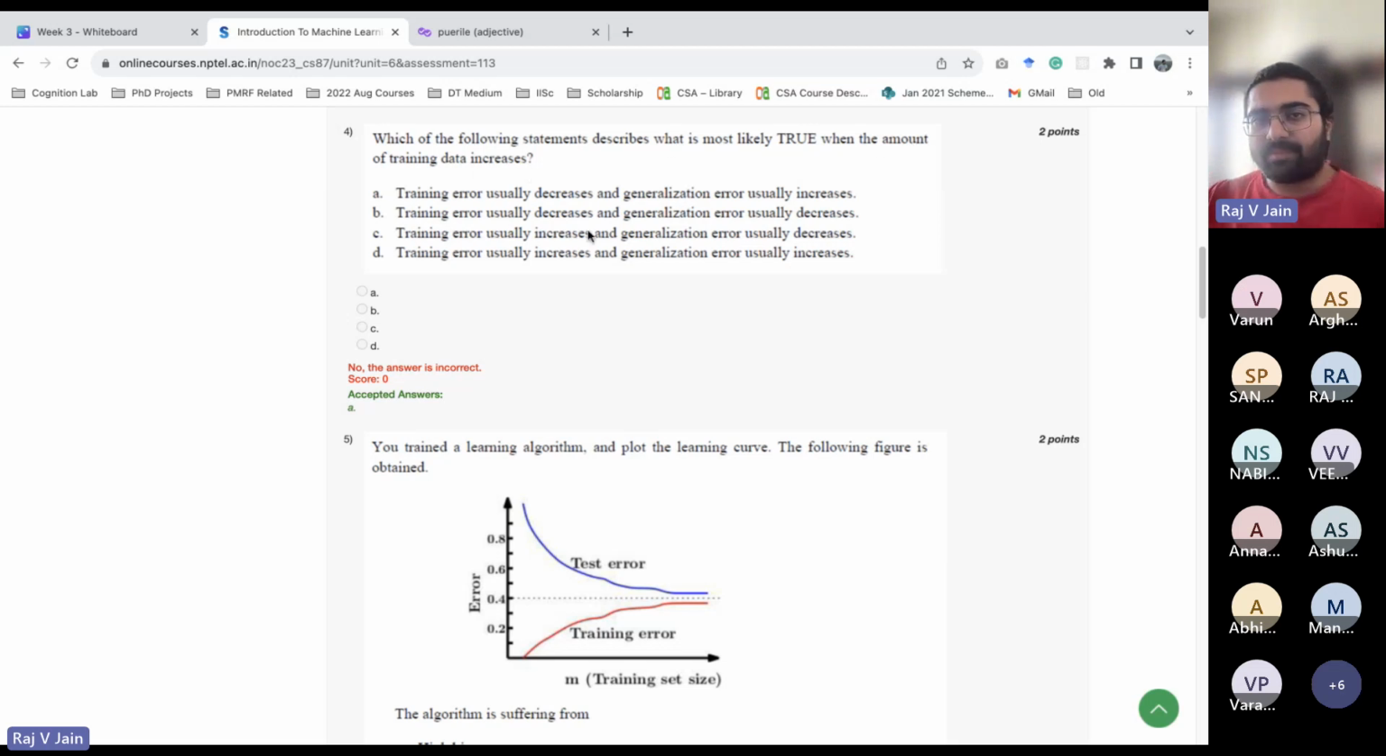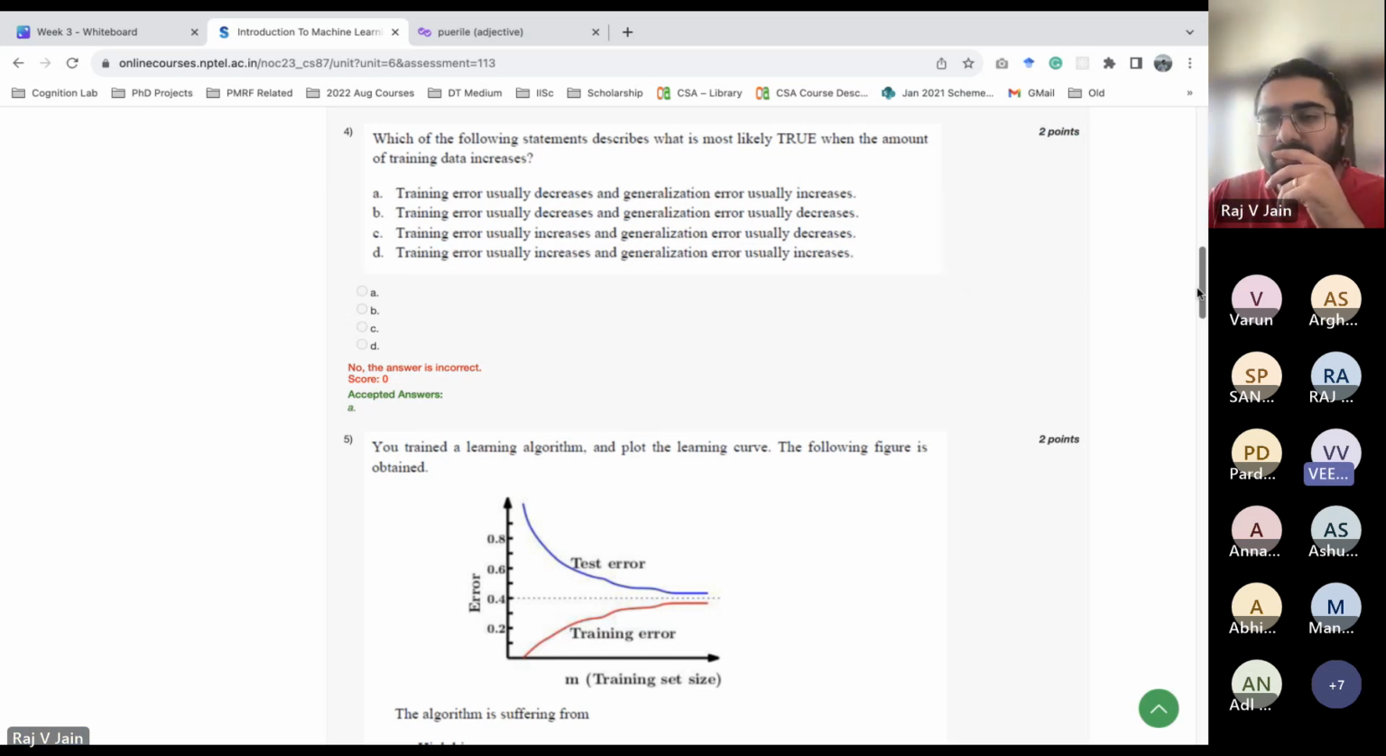Whenever the amount of training data increases, your training error usually decreases as usual, right? Because you're training the model to do better on the training data set. Now the point is, because you have more data, you might be able to capture the patterns much better. That's the thought process. So you might do better in the generalization error also. So you will have a decreasing training error and decreasing generalization error. So at least according to me, B is the answer. But let's wait for them to confirm. Anyone who disagrees can raise their concerns.